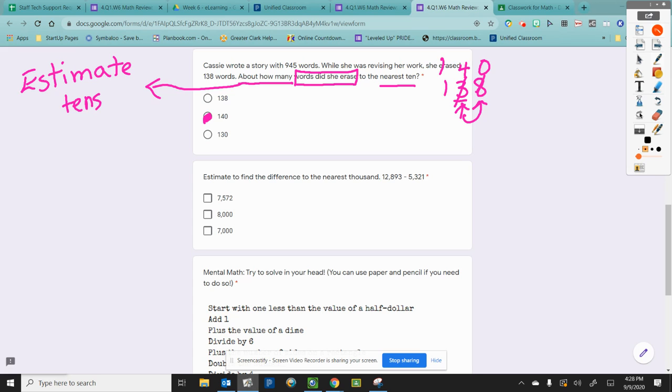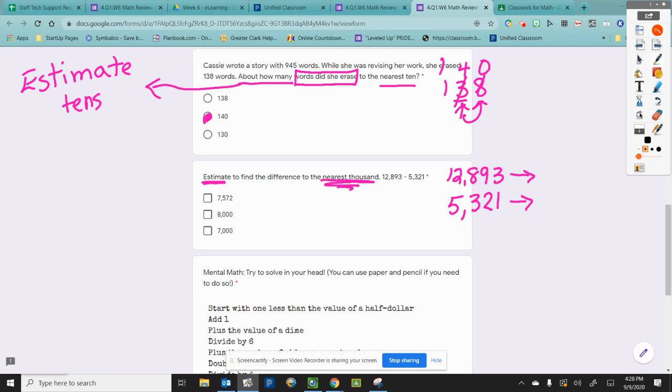Okay, we have to estimate to find the difference to the nearest 1,000. Again, we're going to estimate to the nearest thousands. Got to be very careful with that. So I'm going to take 12,893 and 5,321. Remember how we draw those arrows? And I'm going to round to the thousands.